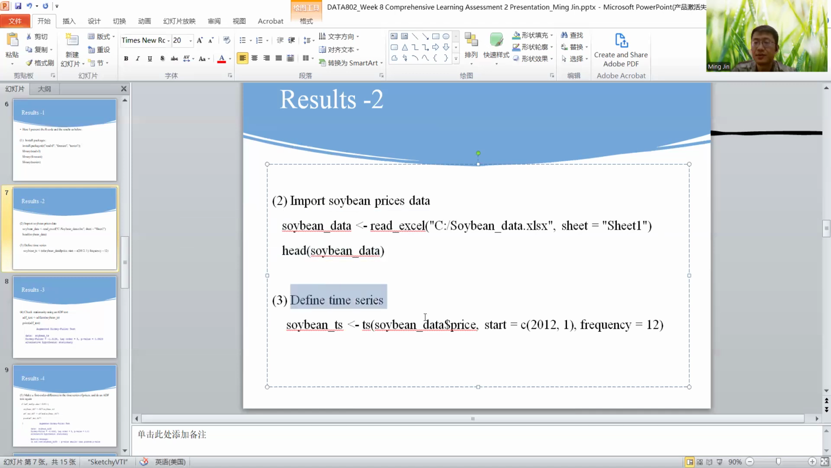Next, I will define the time series. I use this command to define the US soybean prices series as a time series, so that the R system can recognize it as a time series.